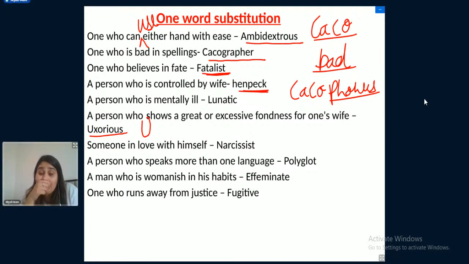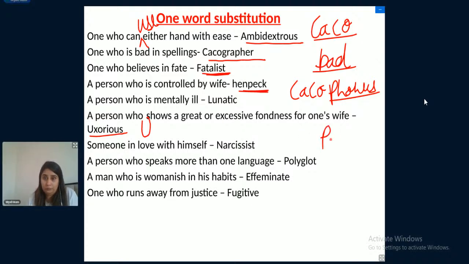Okay. Someone in love with himself, the one who admires himself the most, the one who thinks I'm the best, I do not need anybody's advice, I know everything, is known as narcissist. How do we pronounce this word? Narcissist. A person who speaks more than one language, a person who has command over many languages.